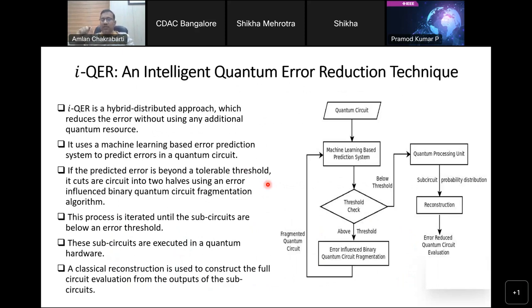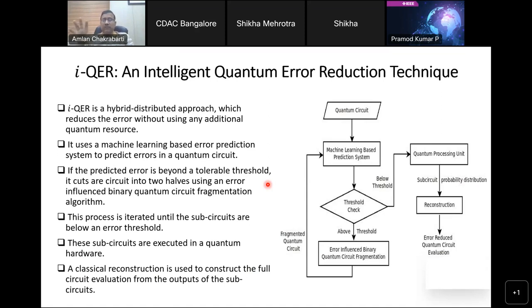It's not an online approach, right? It's an offline machine learning approach, which means that we have used machine learning to understand the nature of the error in a specific technology, for the different benchmark circuits. And then we have taken the features of the circuit in terms of the number of qubits, the depth of the circuits, the gates which have been used in the circuit, right?